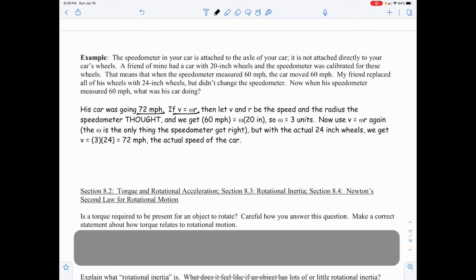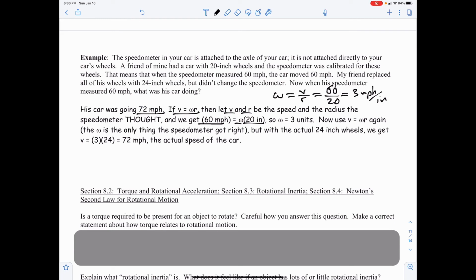If v equals R omega, then v and R can be the speed and the radius. Then we get 60 now equals omega times 20. That would be for a 20-inch wheel. So omega equals v over R, and it's 60 over 20. And so you get 60 miles per hour divided by 20 inches is 3 miles per hour per inch would be the units.